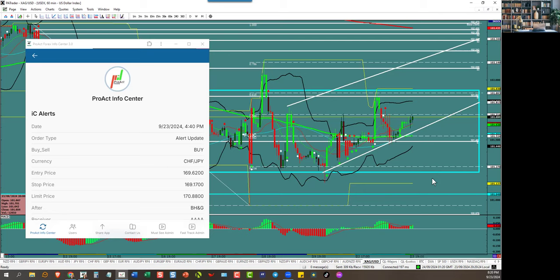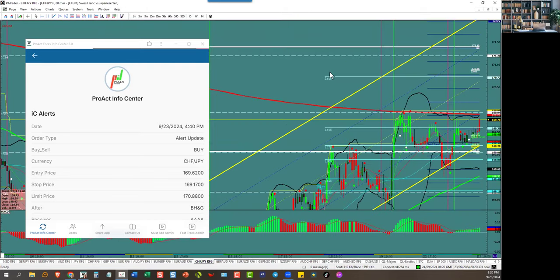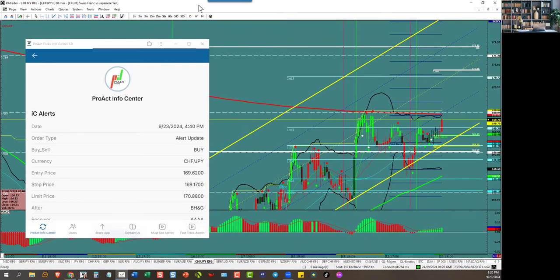What does the chart say is the key, right? So back to the Swiss yen. What does it tell you? We're going to go up. All right. Now, it was a buy. It's a good lesson tonight. Golly, I love it when the market says, let me show you what we're doing. Entry price is 169.62, which is already at 169.80.